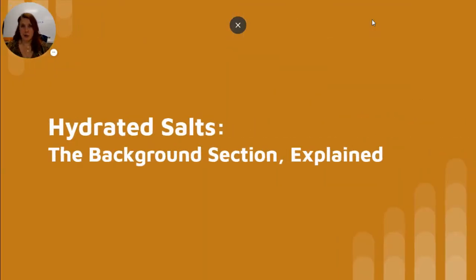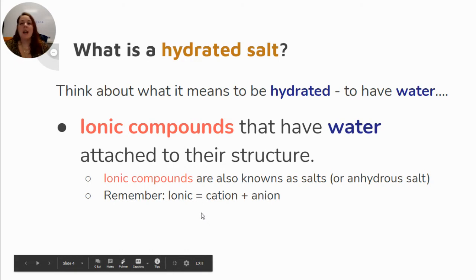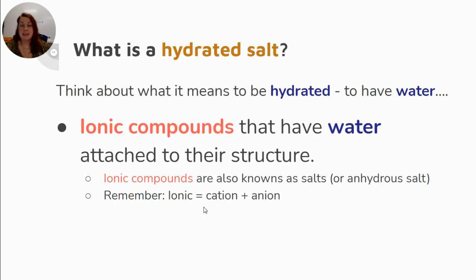But before we talk about how we're going to do that, let's talk about what on earth a hydrated salt actually is. If you think about what it means to be hydrated, that means to have water. So a hydrated salt is an ionic compound that has water attached to its structure. And ionic compounds, FYI, are also known as salts or anhydrous salts, hence why we call this a hydrated salt. And remember, ionic compounds are a cation plus an anion that have been chemically combined by transferring their electrons in that ionic bond.